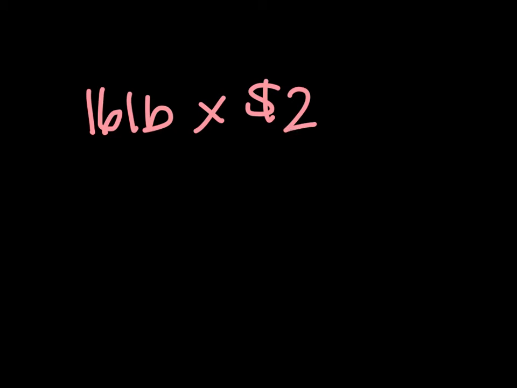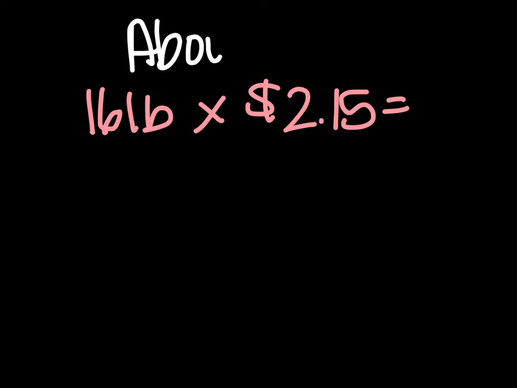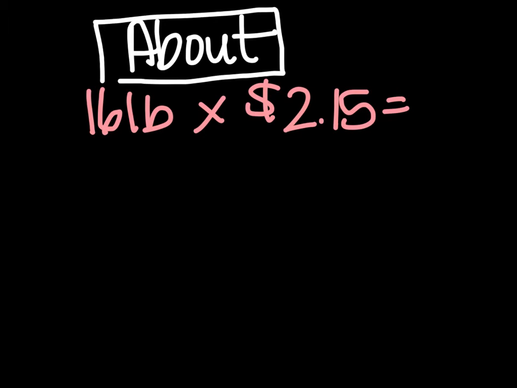So hopefully you said to yourself, I need to figure out what 16 pounds times $2.15 is. But the key word in that number sentence was "about." In that word problem, the word "about" is the most important word. Okay? So when I want to know about, I want to estimate.